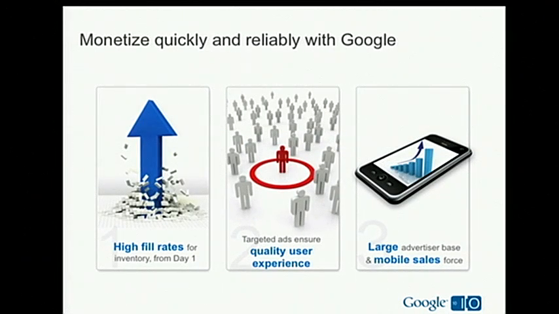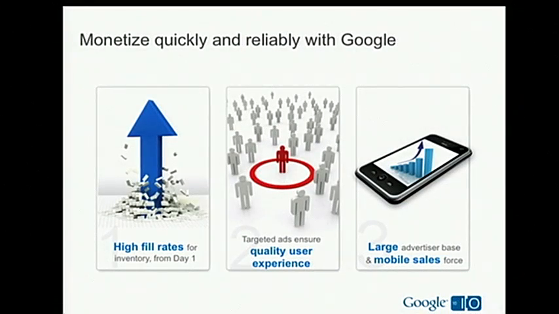So what can AdSense for mobile applications offer you? First, AdSense has a great fill rate. Any ad network will talk about the revenue they can potentially provide, but in order to do that, they have to be able to fill the inventory, to sell your inventory to advertisers. AdSense offers that right from the start.